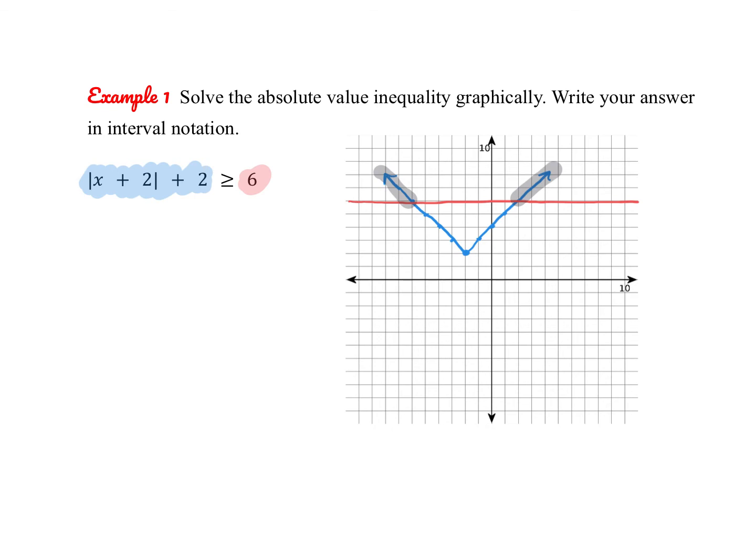Now it's not just a single point or a single value as our answer, it's actually an interval. So these are the regions we're going to describe. Let's start with this one. This region is everything from -infinity to this x value, which is -6. So we can say -infinity to -6, including -6 because it's greater than or equal to.